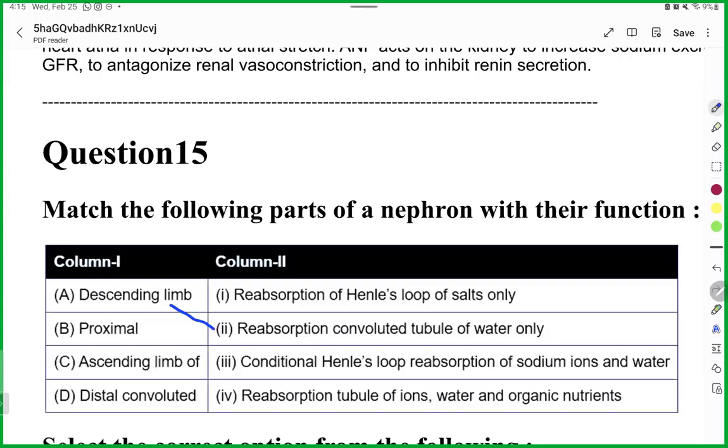Descending limb, water. PCT: ions, water, organic substance, most of the things. Ascending limb: salt. DCT: conditional reabsorption of sodium, water and bicarbonate.